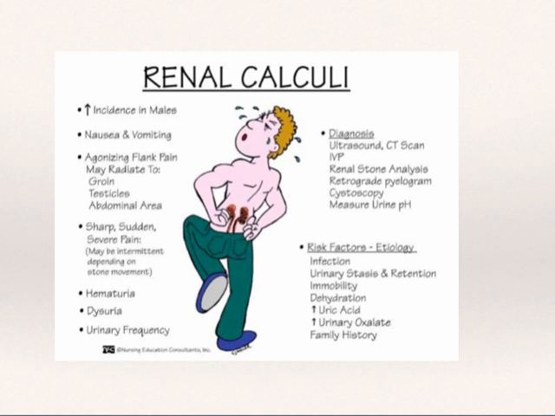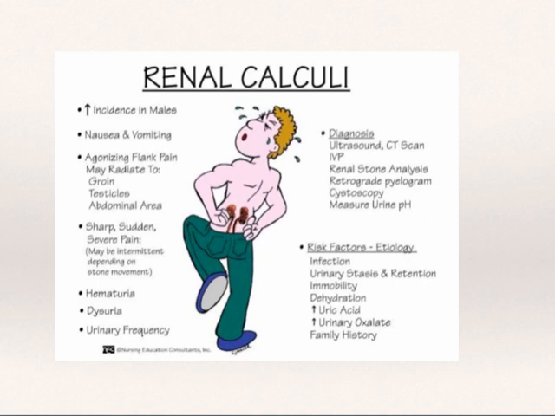Other big key symptoms that you'll see is hematuria, so that's blood in the urine. And that's just because of the trauma to the ureters and the kidneys, essentially. They may complain of dysuria, urinary frequency, so any of those symptoms that you would get with any type of bladder dysfunction there. I already mentioned diagnosis.